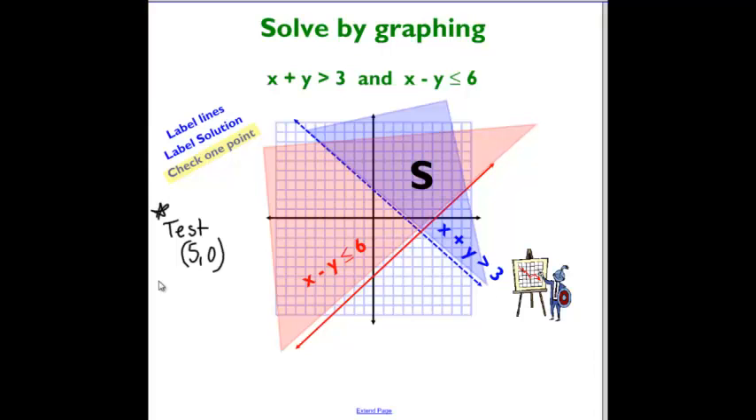Question 2, the answer is on the board, so you could take a look at that and compare it with yours. You should show a test point in both equations there, okay? Make sure that you have labels for both of your shaded areas, an S marked in the overlapping section, and that you have one solid line and one dashed line.